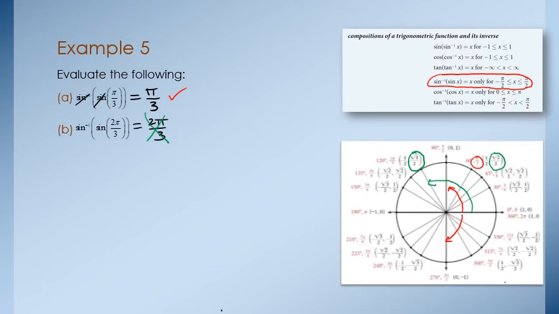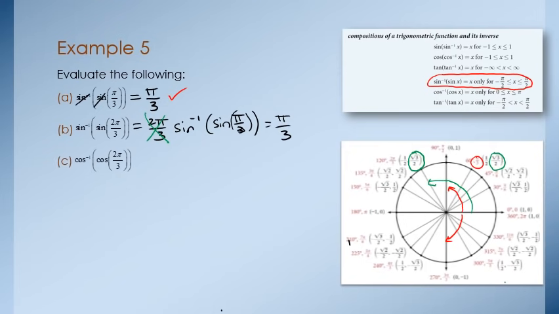So what I'm going to say is that sine inverse of the sine of 2 pi over 3 is the same thing as sine inverse of the sine of pi over 3. And now, because I'm in the right quadrant, I can say that the answer is pi over 3.